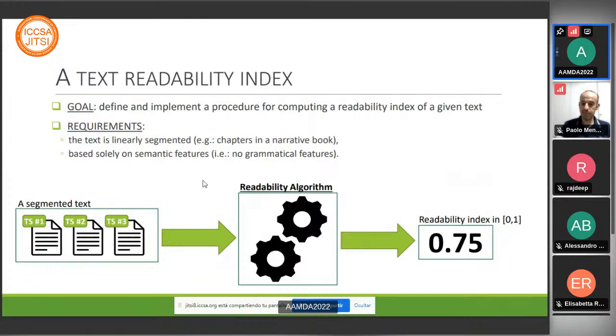And this sketch here is what we want to devise. We have an input linearly segmented text with different text segments. We give it as input to our readability algorithm, which outputs an index between 0 and 1 that gauges the readability of the input text.